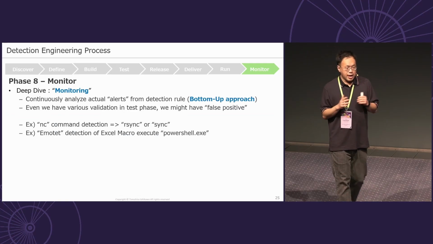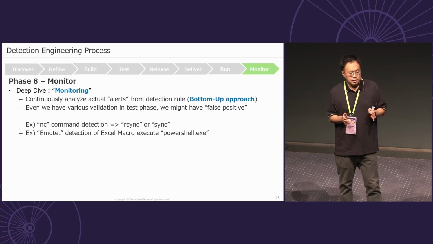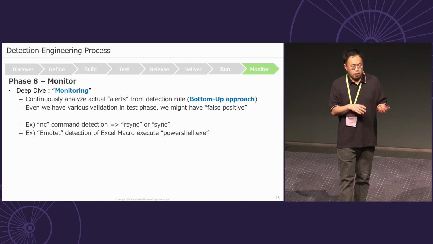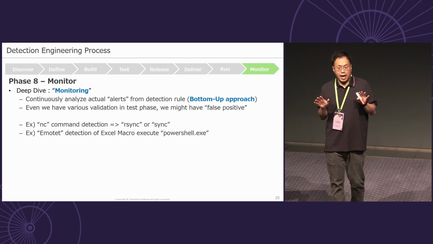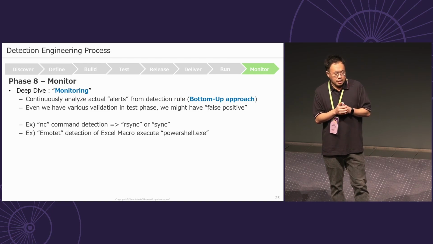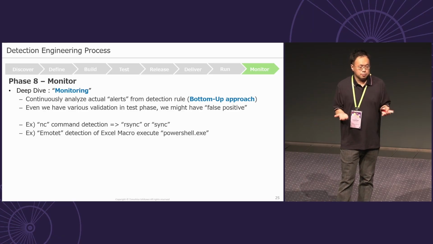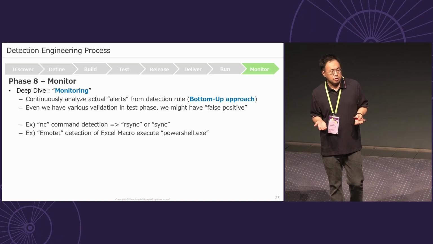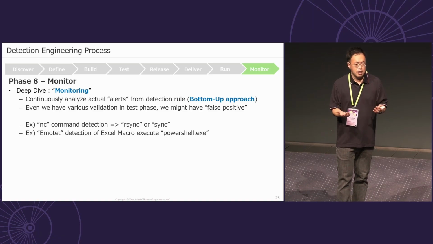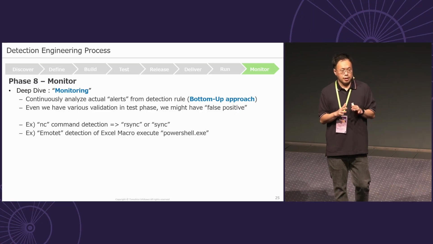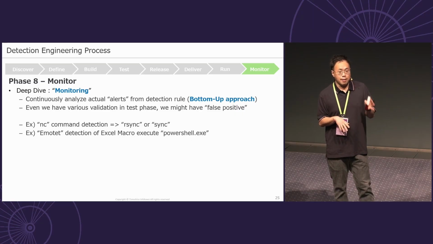The second portion is monitoring. On the contrary, this is a more bottom-up approach. Basically, the detection engineer analyzes the detection rule, especially focusing on false positives. We try to analyze the reason why the false positives happen. We try to understand the code, the reason this is a false positive, and based on this, we try to improve the code. This is more of a bottom-up approach.